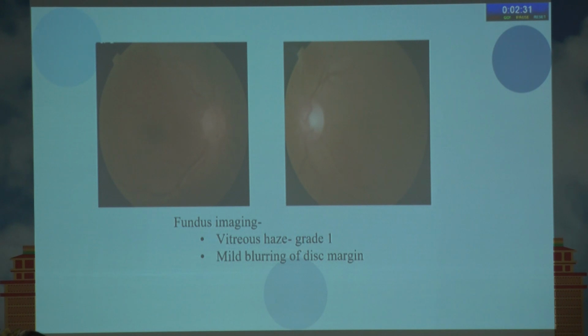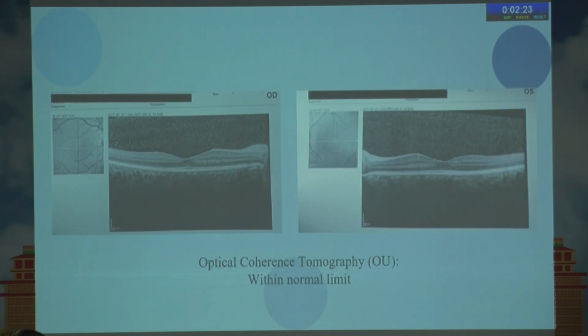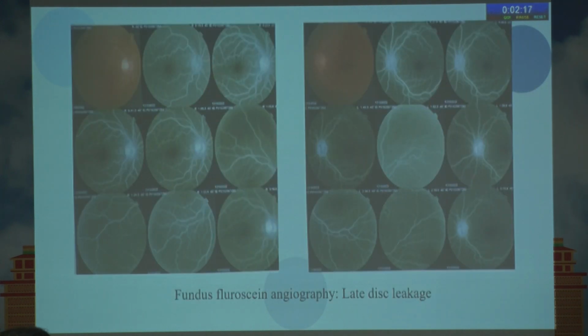This is the fundus examination. We can find vitreous haze of grade 1 and mild blurring of disc margin was seen. OCT was done, which was within normal limits for the optic nerve head as well as macular thickness. Fundus fluorescein angiography was done, which revealed late disc leakage, which can be seen in the last image.